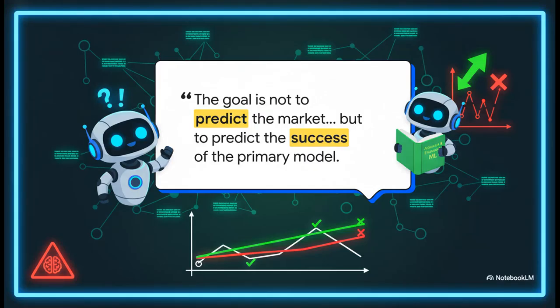Wait, hold on. Read that again. The goal is not to predict the market. Instead, the goal is to predict the success of the primary model. What? Wow, that completely breaks my brain. Right. It's a complete paradigm shift. That's the whole idea behind meta labeling. You stop trying to build one single perfect model that knows everything. It's impossible. Instead, you build a pretty good model that finds potential trades, and then you build a second model whose only job is to figure out when your first model is about to be right.